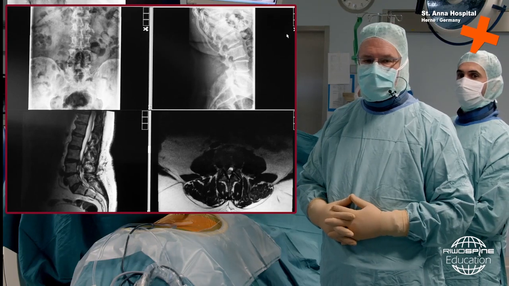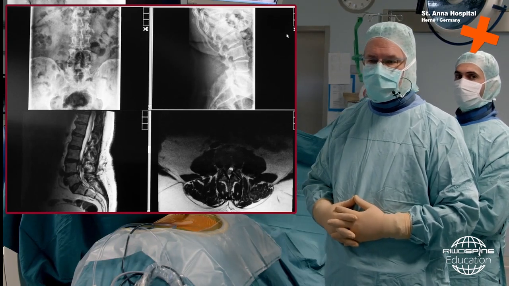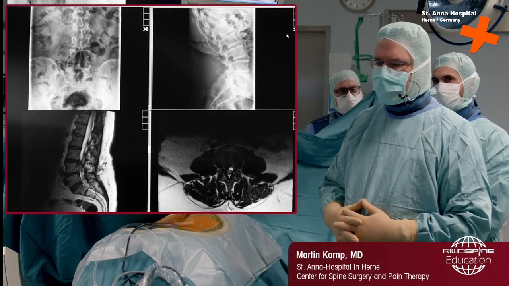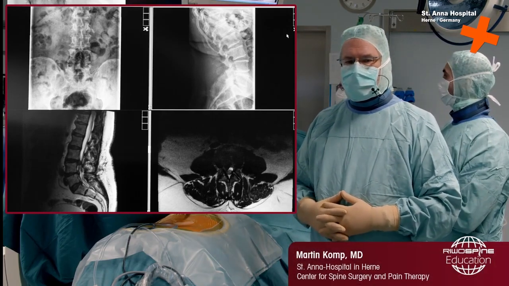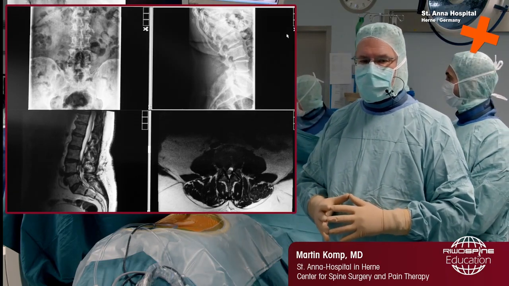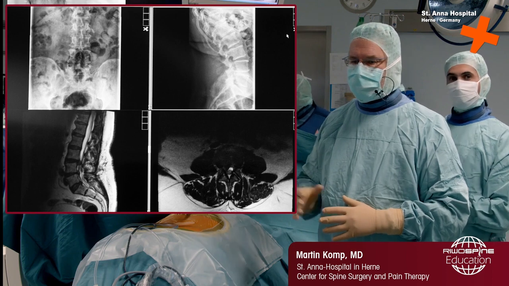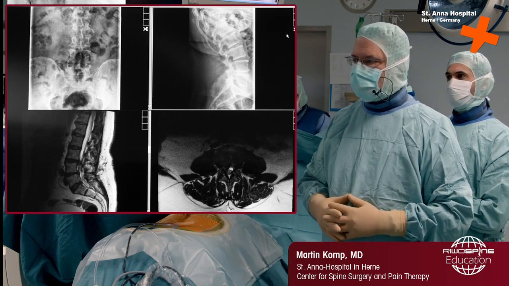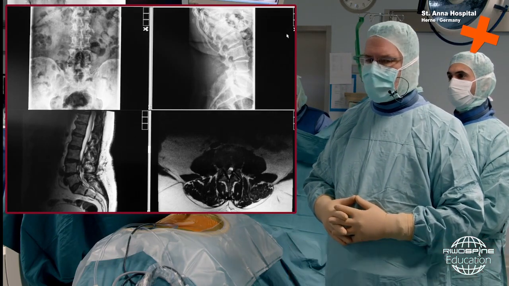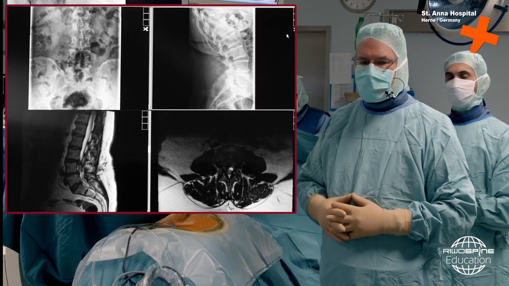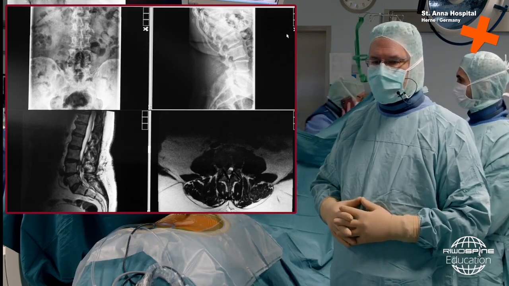Okay, this is an interlaminar case with a patient 56 years old, suffering from leg pain on the right side. When we look at the preoperative images, we see first a slightly caudally migrated fragment at L3-4. The patient was already preoperated 20 years ago in open technique at L4-5 on the right side. So we decided for an interlaminar operation L3-4.